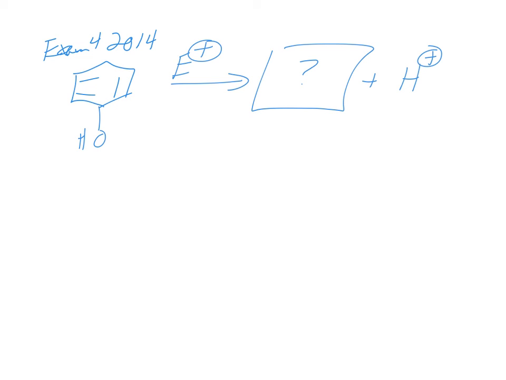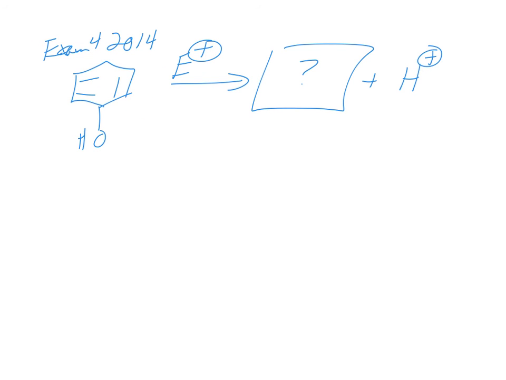There's going to be H plus. The H plus is a product, which means what? Where did that H plus come from? Where did it have to come from? It had to come from the starting material. And where did the E plus go? On the starting material. So is it this H, or is it one of these 5 H's? It has to be one of these 5 H's that gets replaced by an E plus.